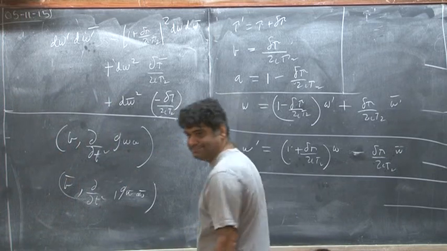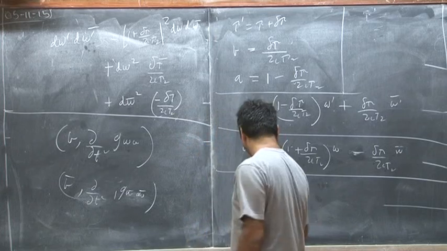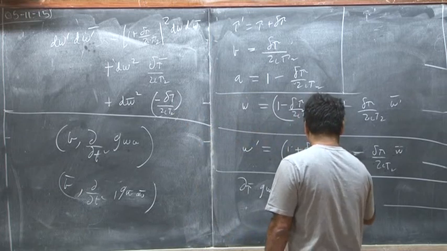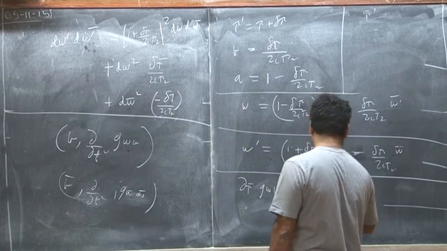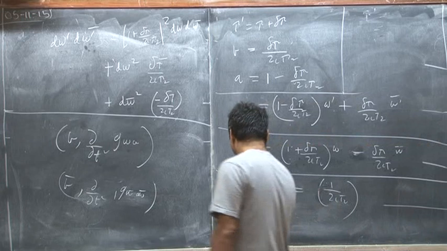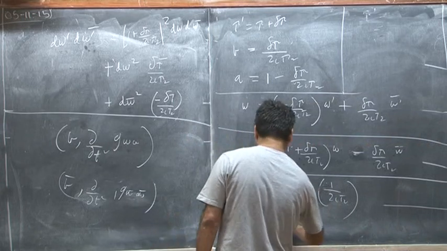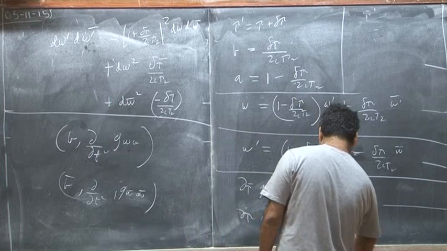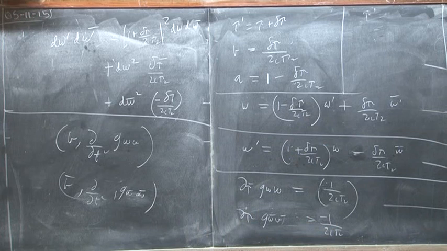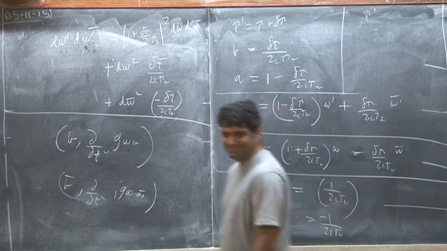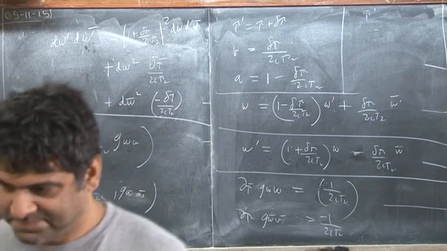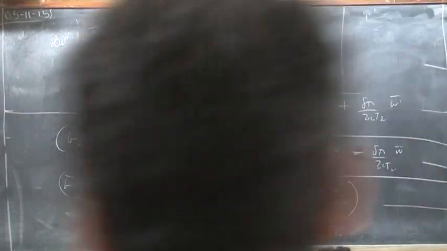So, what we see is that d tau bar of GWW is equal to 1 over 2I tau. Okay? And d tau of GWW bar is equal to minus 1 by 2I. Is this clear? Okay.